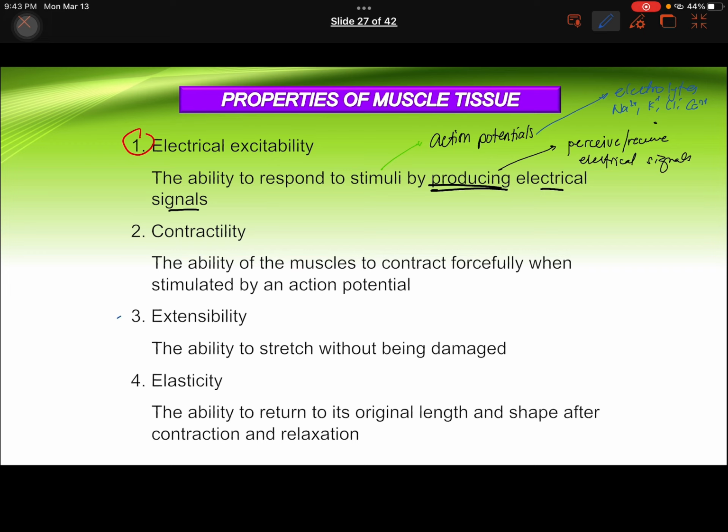Extensibility is the ability of the muscle to stretch without being damaged, but of course, you cannot overstretch your muscles because it can lead to wear and tear injuries. Your muscle tissues have their limit, and it cannot be overstretched to a certain point where your muscle tears. Literally tearing, ripping it apart one fiber to another. Next is elasticity, its ability to return to its original length and shape after contraction and relaxation.